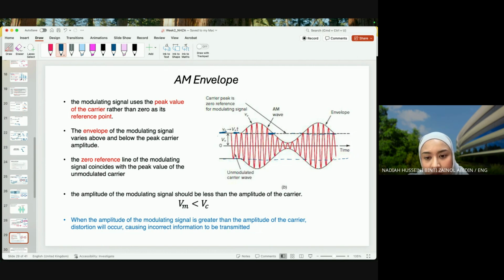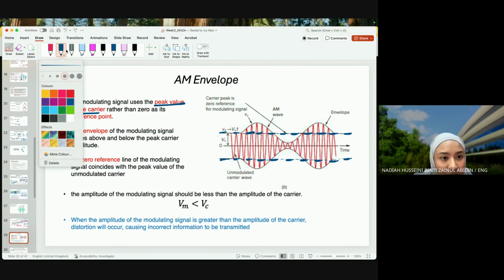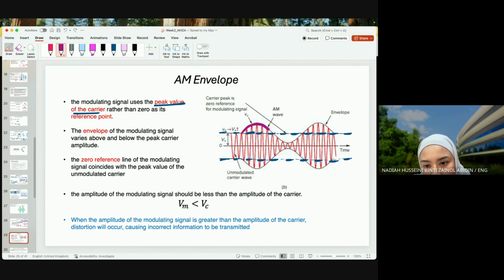Need you to visualize this properly so that you understand. So the modulating signal uses the peak value of the carrier, the one I dashed in blue, rather than 0 as its reference point. So this is why you see that the message is cycling between this dashed line. It uses the peak value of the carrier as its reference. Same case over here, it uses the dashed line as its reference.